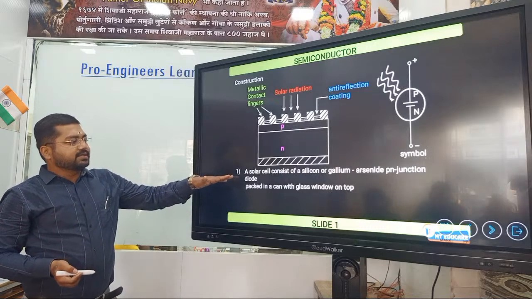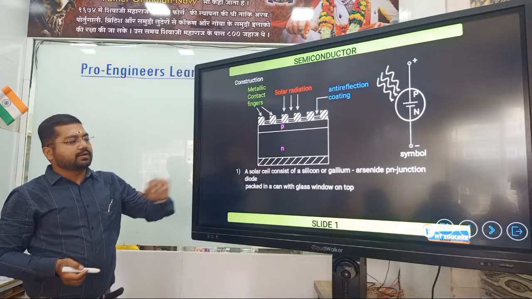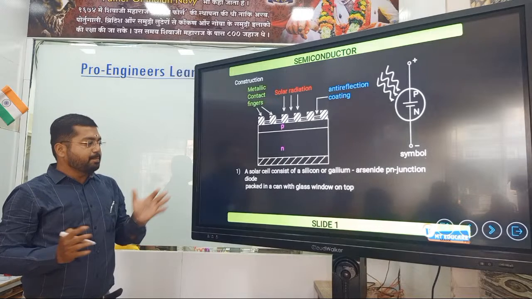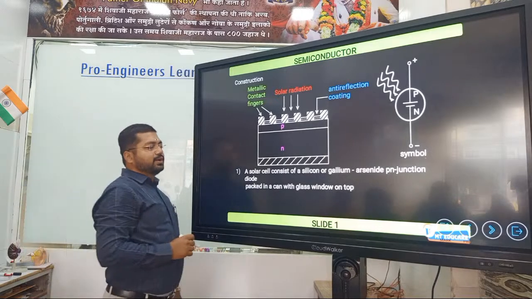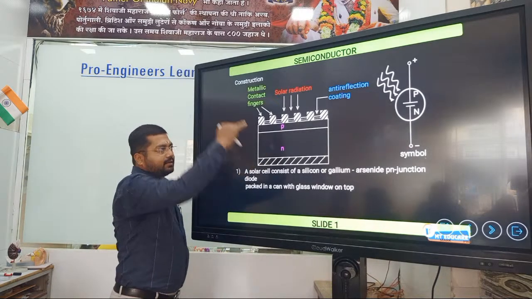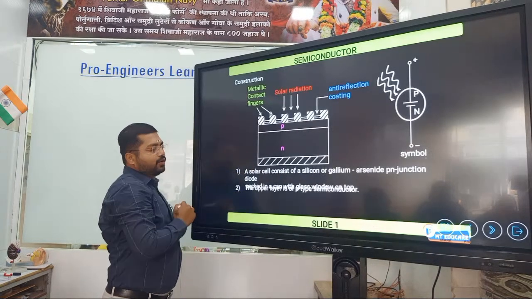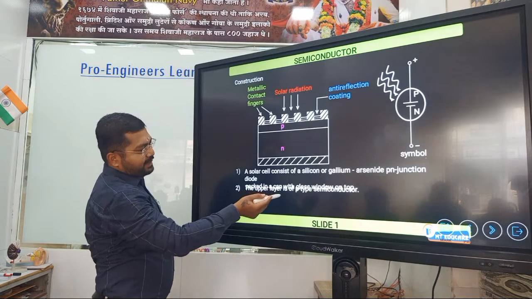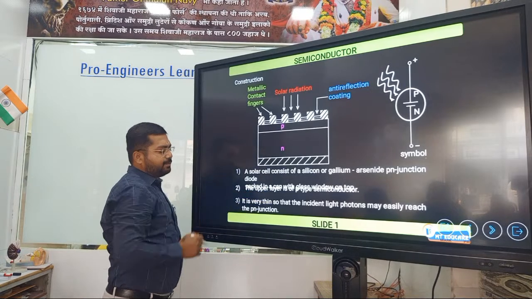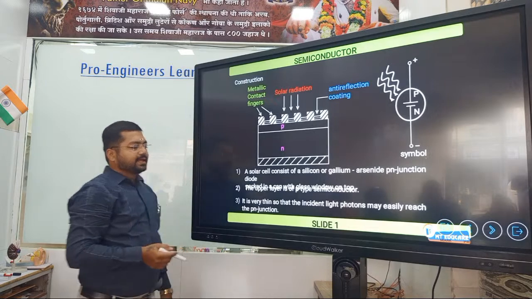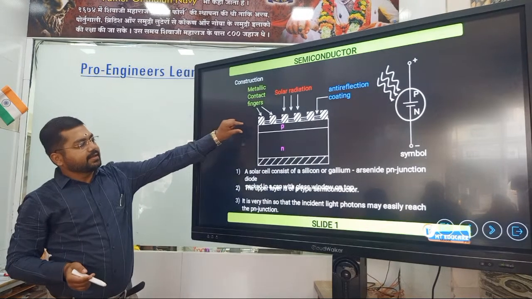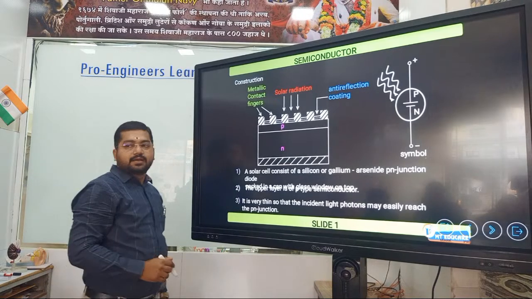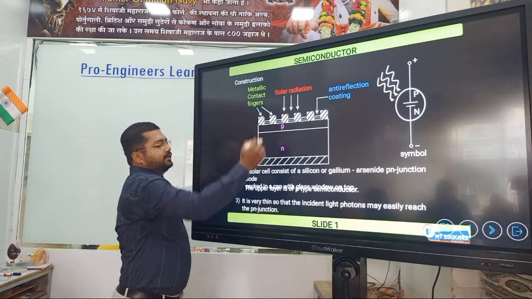A solar cell consists of a silicon or gallium arsenide PN junction diode packed in a can with a glass window on top. The upper layer is of P-type semiconductor. It is very thin, so that incident light photons may easily reach the PN junction.